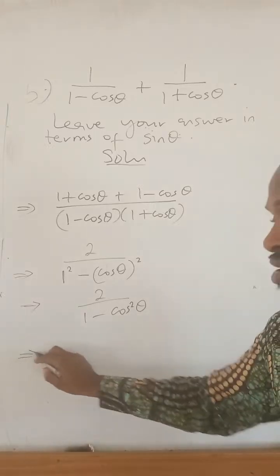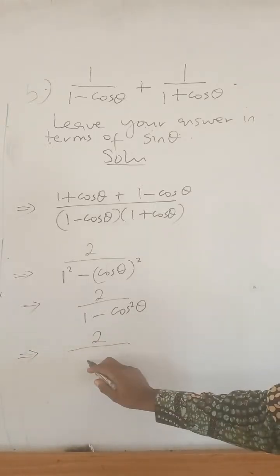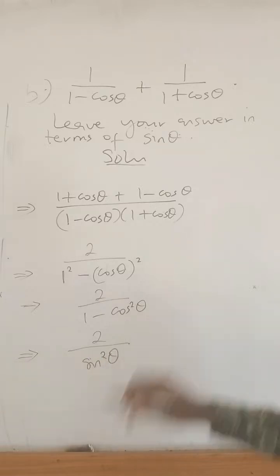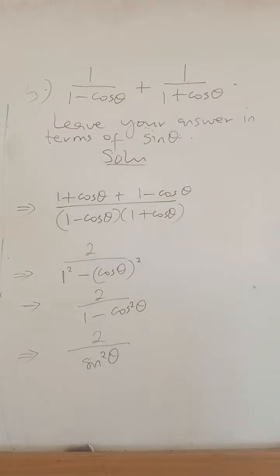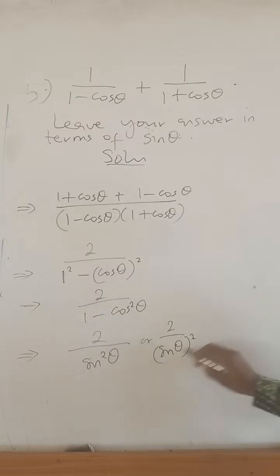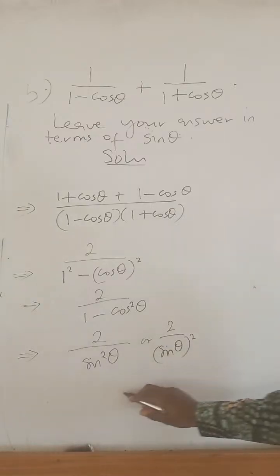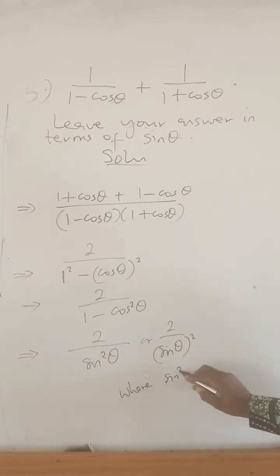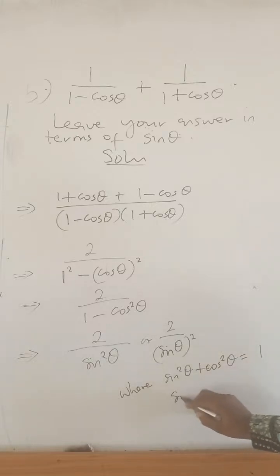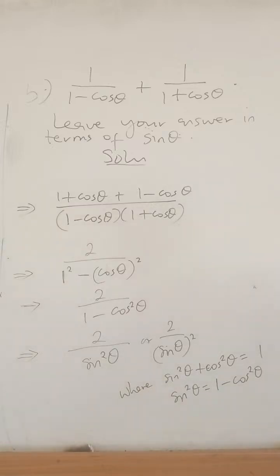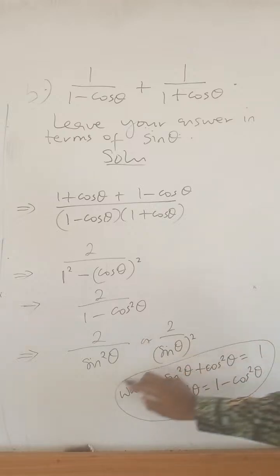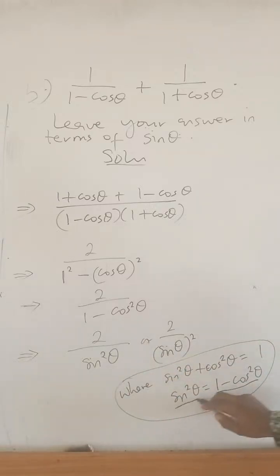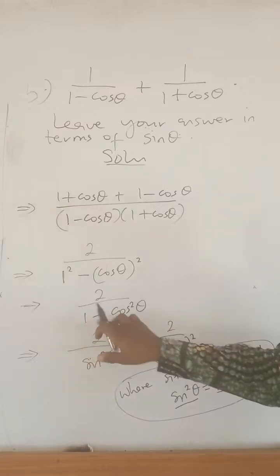From your trigonometrical identities, this is sine squared theta, which is the same as 2 over sine squared theta, where sine squared theta plus cos squared theta is equal to 1. So that means sine squared theta is 1 minus cos squared theta. It was this equivalent we used to replace 1 minus cos squared theta.